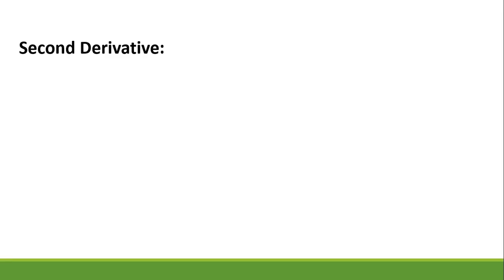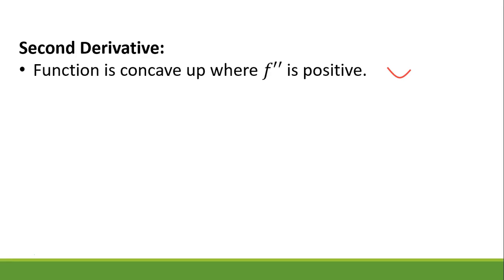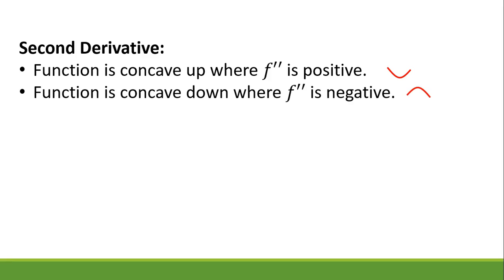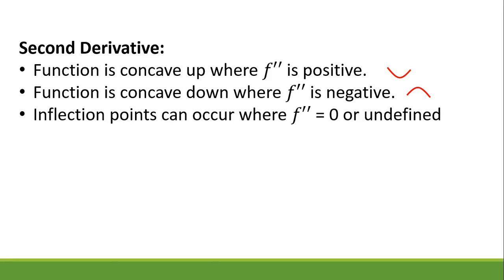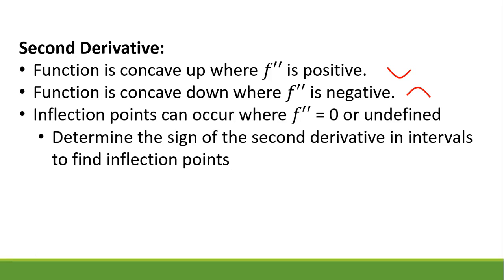We also know that the second derivative will tell us about the concavity of the function. Where the second derivative is positive, the function is concave up, and where the second derivative is negative, the function is concave down. Where the second derivative is equal to 0 or undefined, we might have an inflection point. And we need to look at the sign of the second derivative in the intervals on either side of those values to determine if we really do have an inflection point.